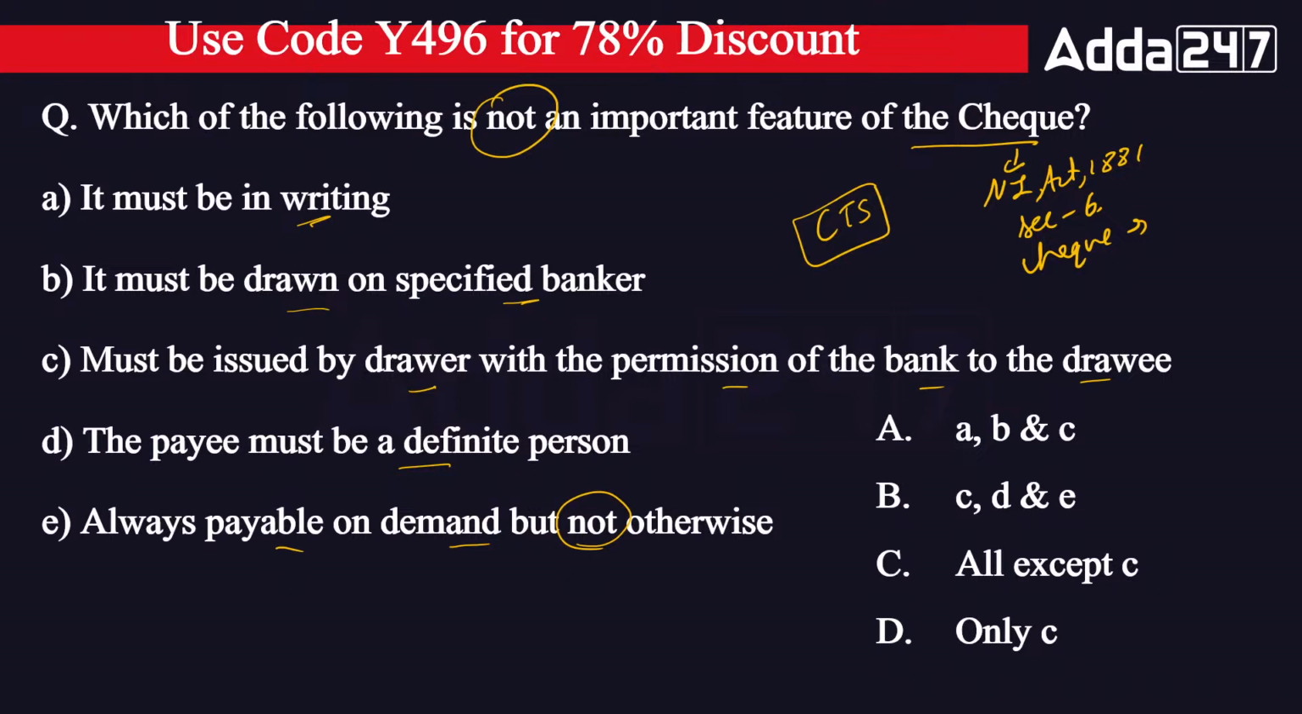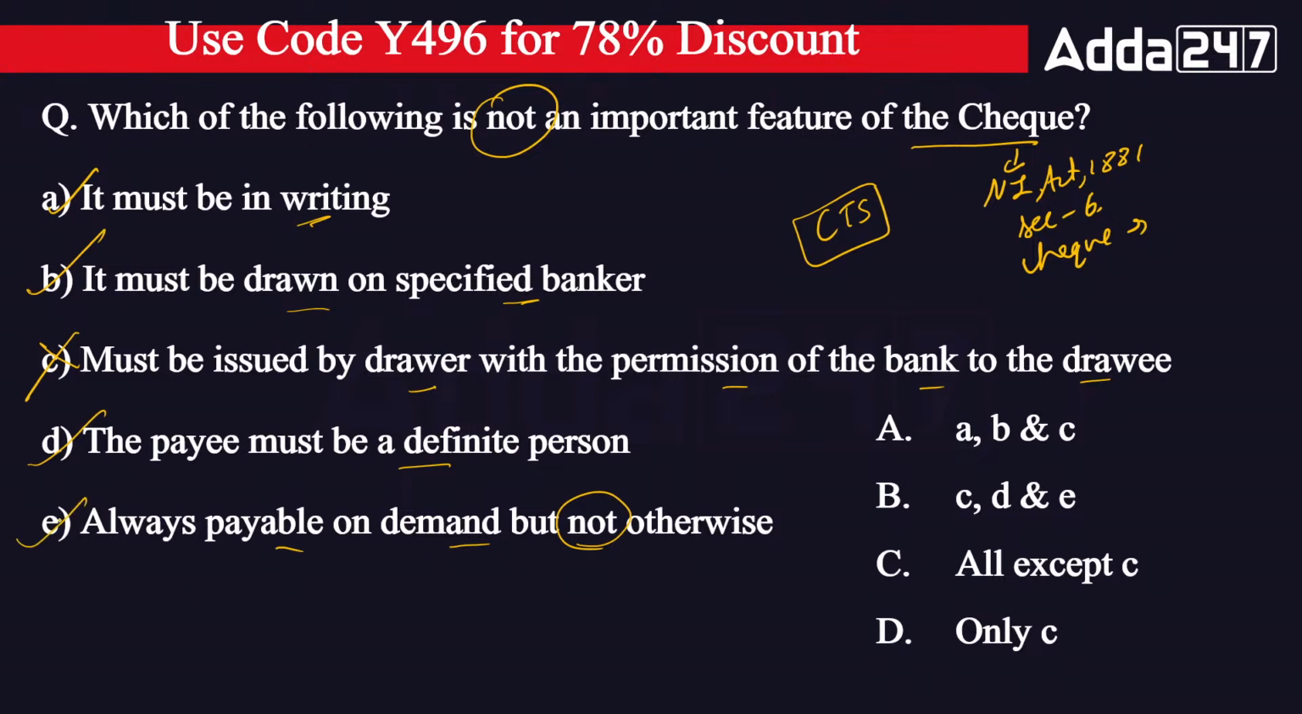So it must be in writing, that is true. It must be drawn on a specified banker, that is also true. Must be issued by the drawer with the permission of the bank to the drawee? No, you do not have to take the permission here. The payee must be a definite person, correct. Always payable on demand but not otherwise, yes, correct.